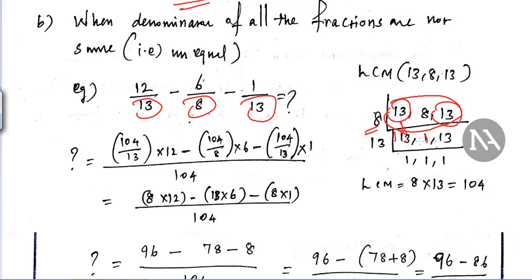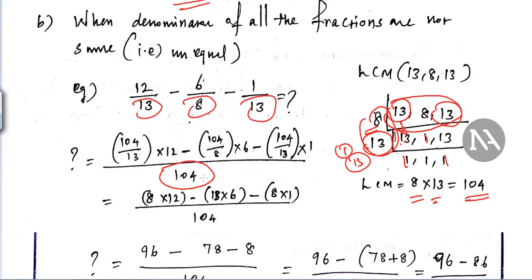13 is a prime number, so it will be divisible by 1 or itself. So here it is divisible only by 13. If I divide by 13, this will become 1, this will become 1. So I have to multiply these two numbers. 8 into 13 will give you 104. The common denominator is 104.